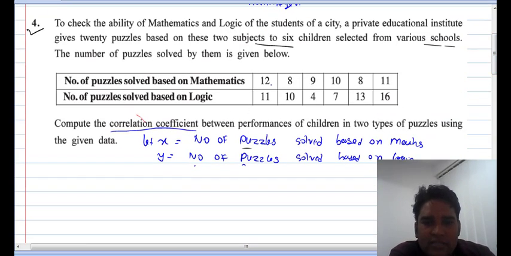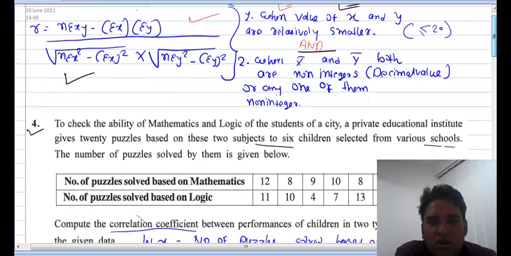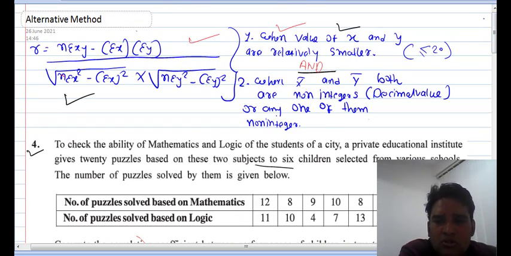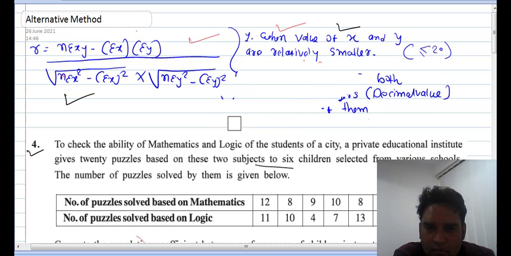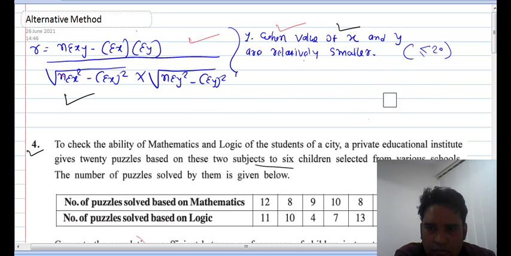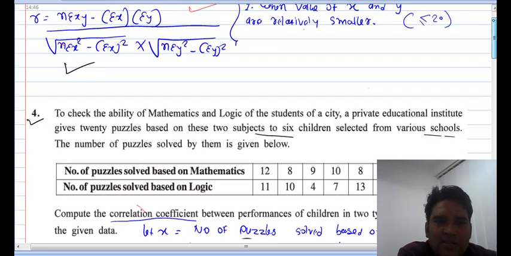For example, you can see this example: 12, 8, 9, 10, 8, 11, 11, 12, 4, 7, 13. So these are all values, and most of them are less than 20, right? So whenever you see this kind of data, what do you have to use? You have to use the alternative method, right? Now this is an extremely simple method, right?